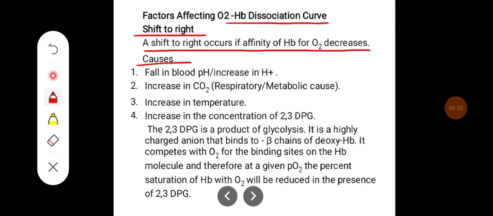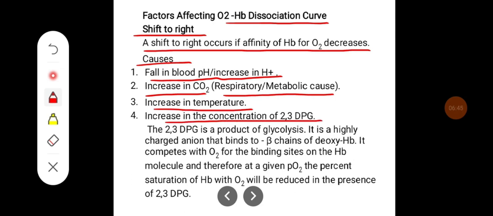Some of the causes are a fall in the blood pH or increase in the H plus ion concentration, increase in the partial pressure of carbon dioxide, which occurs because of a respiratory or metabolic cause, increase in the temperature, and increase in the concentration of 2,3-DPG, where 2,3-DPG is a product of glycolysis.